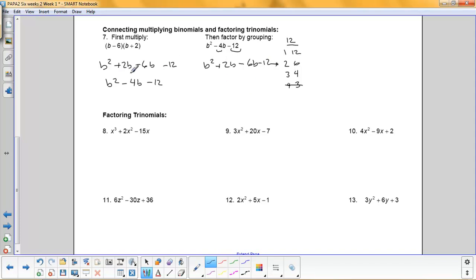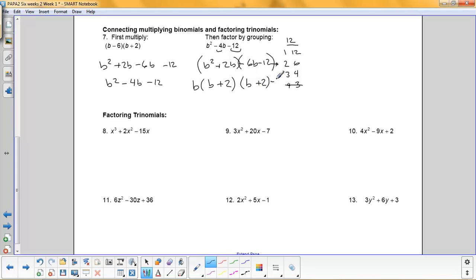Now you can see how we're working backwards to our first stage. Put your parentheses around your groups. Okay, what comes out here is a b. What's left is b plus 2. Careful here. What comes out is a negative, and that's going to be negative 6. So what's left is b plus 2.